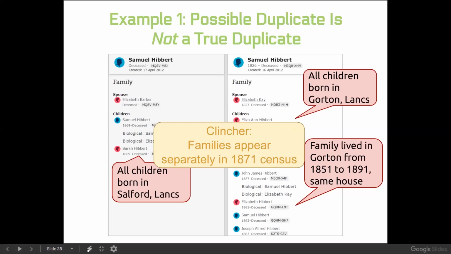And again, we don't want to criticize Family Tree for that. That's not a failing of Family Tree. Family Tree, again, remember, it's mathematical. They look at the percentage of information that is the same between two records. If it's a high percentage, they'll flag it as a possible duplicate. If it's a low percentage, they won't. So that's why we, as users of Family Tree, still need to do our due diligence.